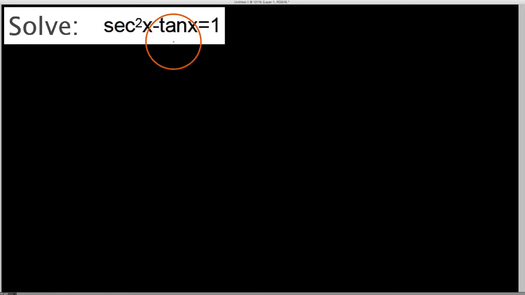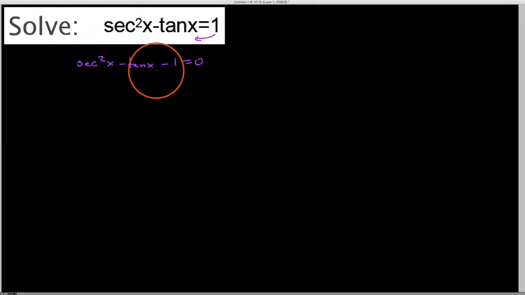So the first thing I'd like to do, if I'm going to solve this and I have two different trig function types, is try to factor it as much as possible. So I'll set this equal to 0. On the left side we have secant squared of x minus the tangent of x, and if we subtract the 1 over to this side, we have minus 1 equaling 0. Okay, so now we have this equation right here.